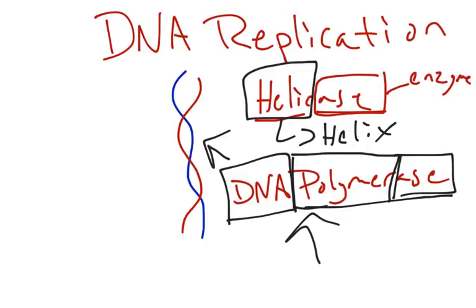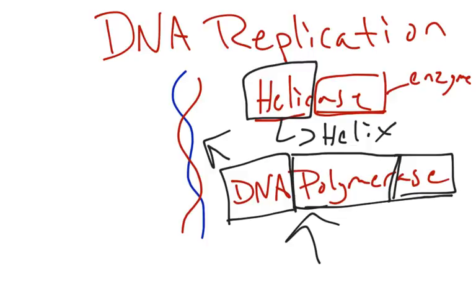Now the neat thing about these enzymes is they're very efficient. You're going to have multiple helicase enzymes coming in and opening the DNA strand up, and multiple DNA polymerase enzymes coming in and replicating along the DNA strand. There are going to be multiple sites of origination, or multiple sites of replication, where they start. So you're going to have more than one DNA polymerase working on the same DNA strand, and then they just meet together.